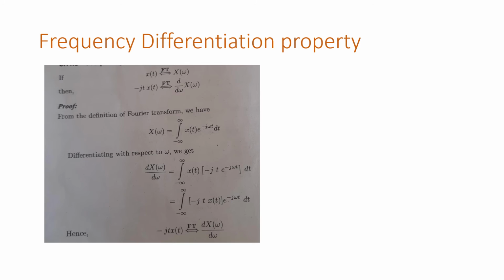Considering another property, frequency differentiation property, where we consider the input signal as minus j t x of t, and applying the Fourier transform to this signal, we get differentiation of x of omega with respect to omega. The proof of frequency differentiation property is shown here.